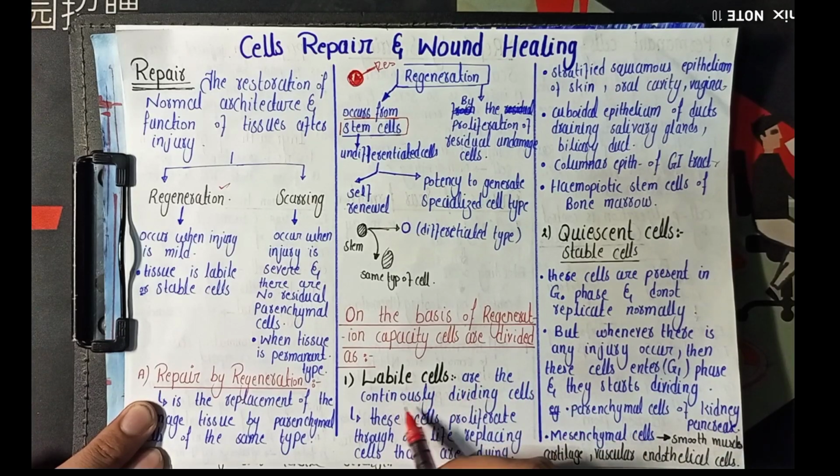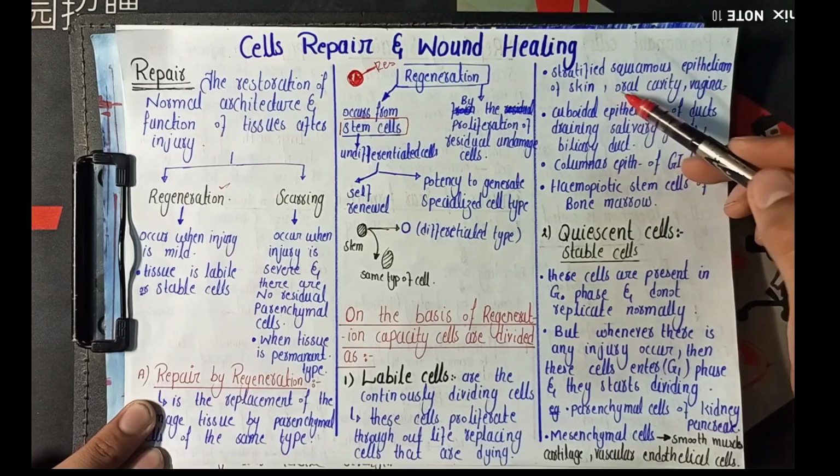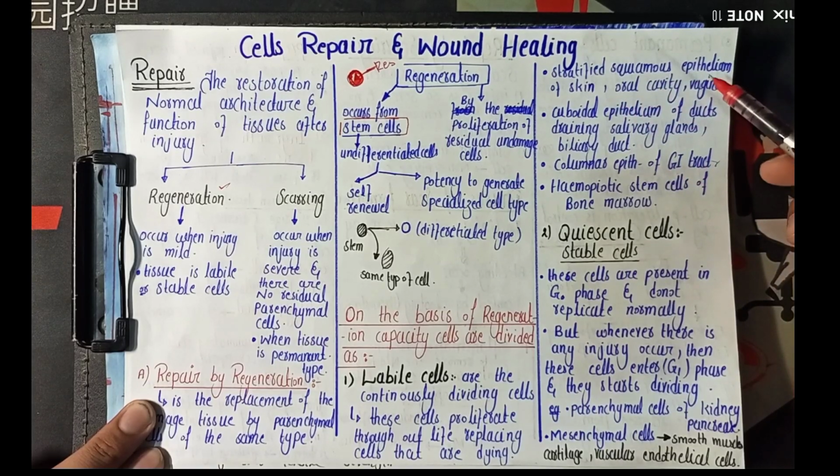Labile cells are continuously dividing cells, and these cells proliferate throughout life, and they replace the damaged cells. The examples include the stratified squamous epithelium of the skin, oral cavity, or the vagina. These epithelial cells divide continuously and they replace the damaged ones.